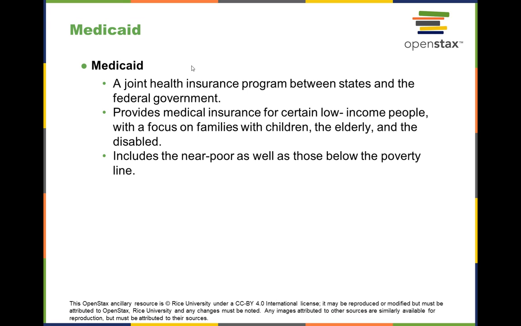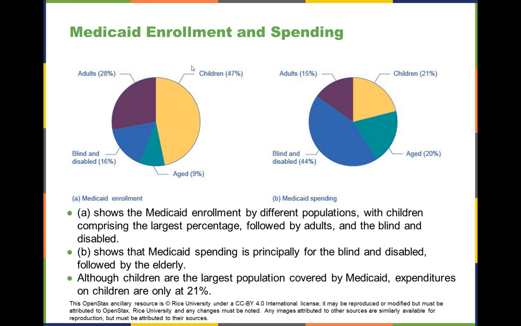So programs like Medicaid were developed during the Great Society programs, and one way to distinguish it from Medicare is to remember: Medicaid, aid to the poor; Medicare, care for the elderly. So Medicaid is for those that are below or just above the poverty line.